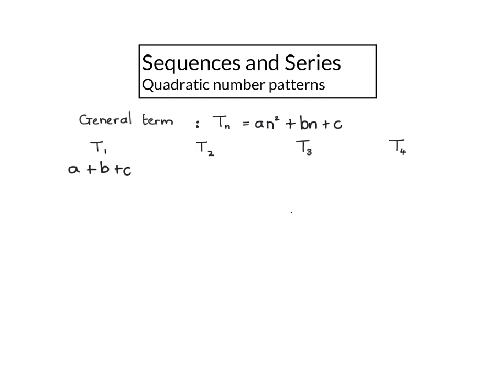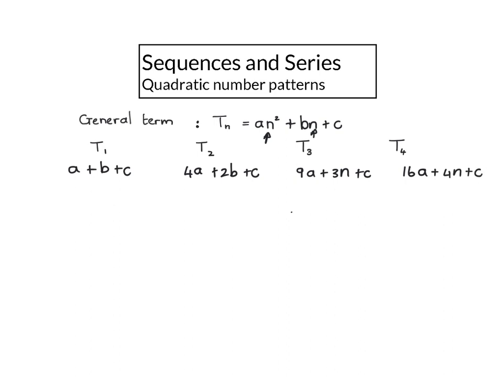If you substitute n equal to 2, then you get 2 times 2, 4a, plus 2b plus c. And if n is equal to 3, then the third term is 9a + 3b + c. If you substitute n equal to 4, then the fourth term is 16a + 4b + c.